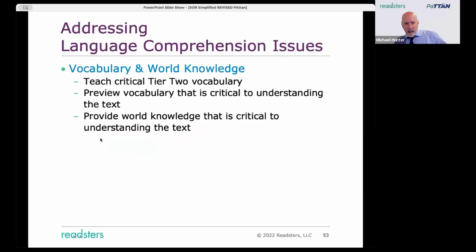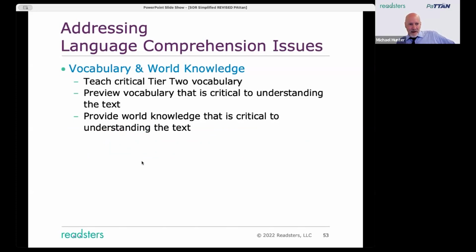How do we address language comprehension issues? Just broadly, if it's vocabulary and world knowledge, teach Tier 2 vocabulary that's appropriate to the world knowledge that they need to know. Preview any vocabulary that is critical to understanding in the text, and then provide world knowledge that's critical to understanding the text. So in other words, this will be based on what text the students are having to understand. If they don't have the prerequisite vocabulary and world knowledge, pre-teach it.